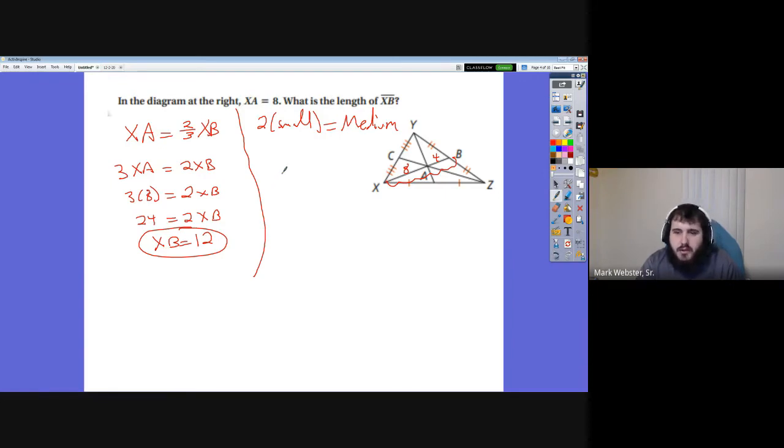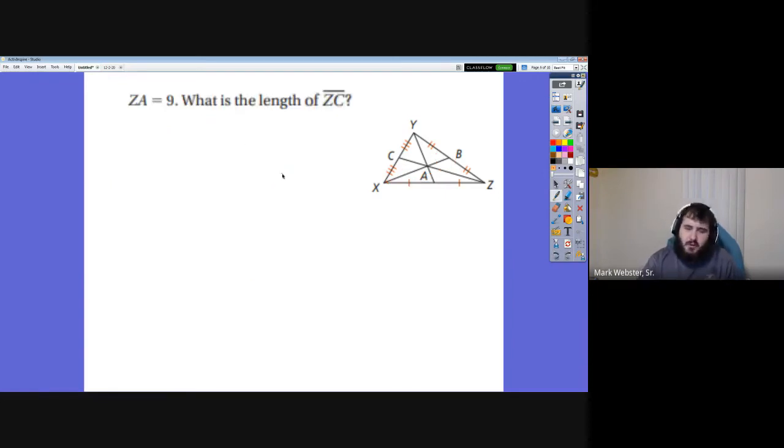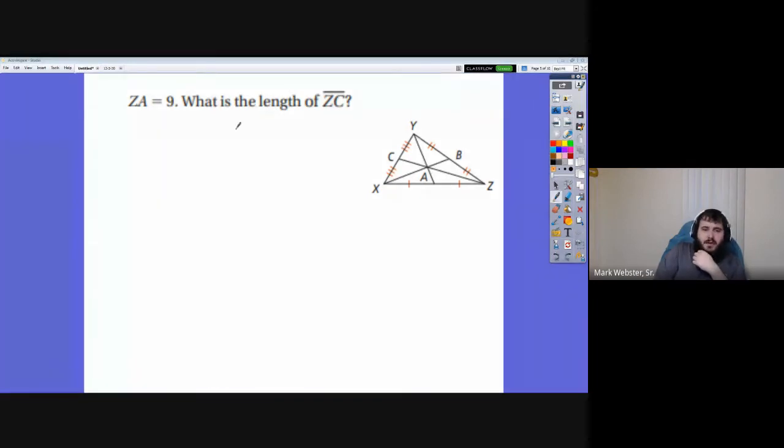All right, I want you to give this one a try. So instead of giving you XA, now I'm giving you ZA, and I want you to find the length of ZC. Okay, so once again, there's like 2 different ways to do this, and it really just depends on you. You can be like, all right, well, ZA is 9.